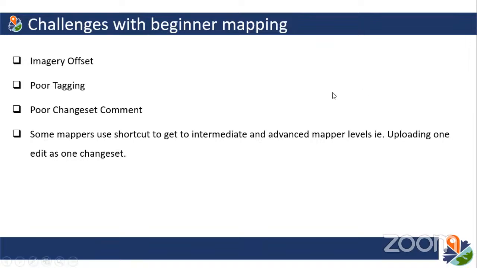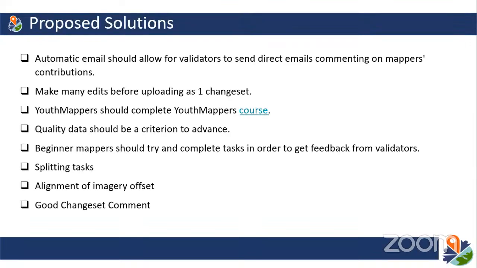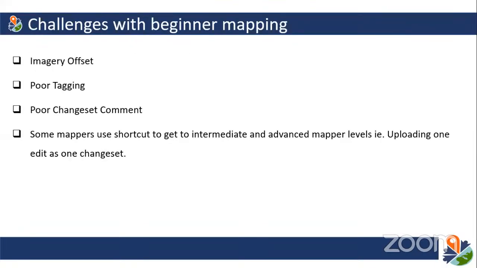So when we talk about offset, offset is about how the feature we map is being aligned with the imagery that we work with. And we mostly know that the OSM imagery that we use is not perfectly aligned with the actual feature that we map. So it's very important that we take note of that. So I will share my screen on how you can go about with offset.